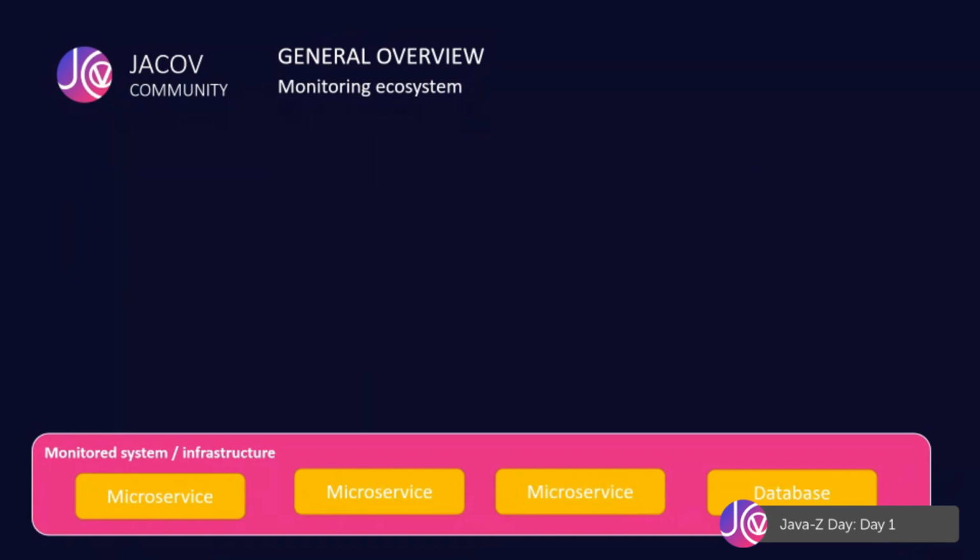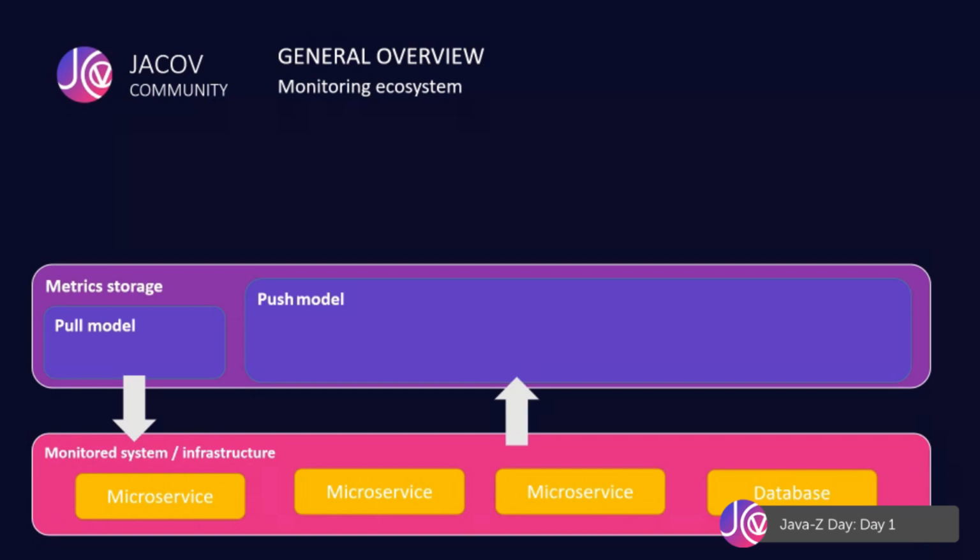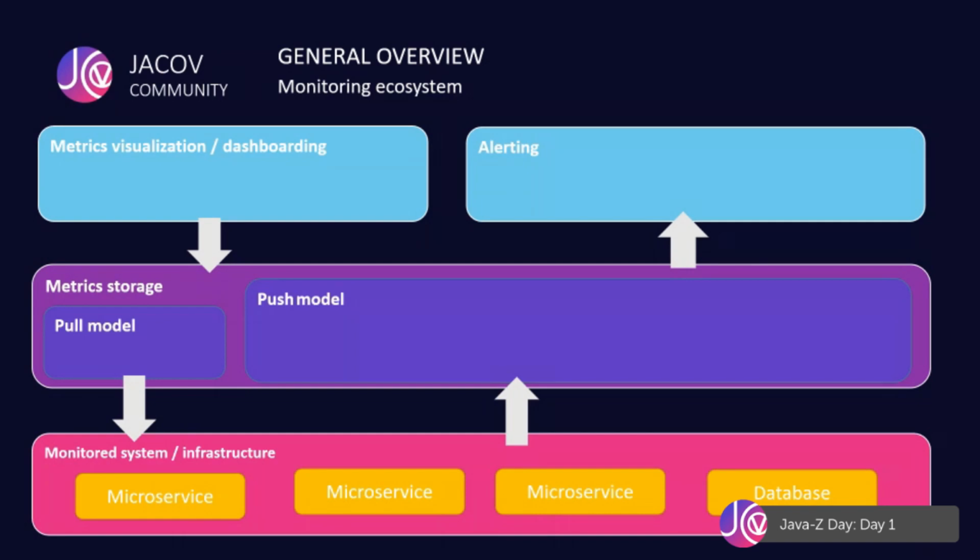Let's now look at what a monitoring ecosystem may look like. What we have is, of course, our target infrastructure and applications we'd like to monitor. Our data needs to be stored somewhere, and we need a solution for that. What is worth highlighting here is the two models of metrics storage component. In a pull model, metrics are scraped from targets. In a push model, data needs to be pushed to the storage component. And there are additional components for visualization and alerting.